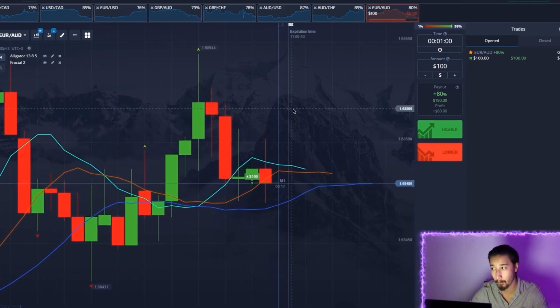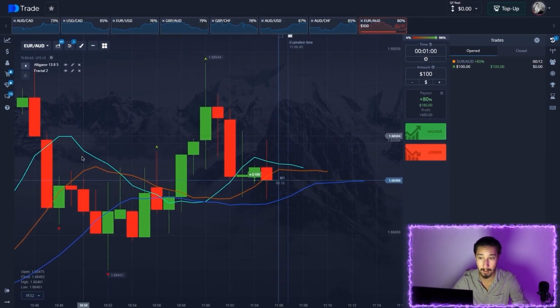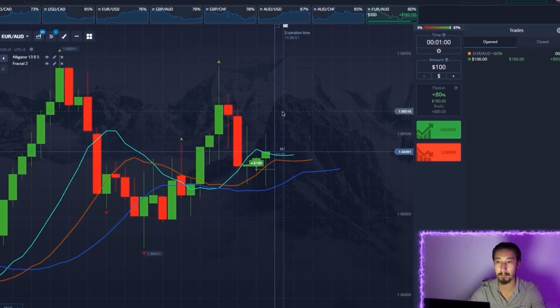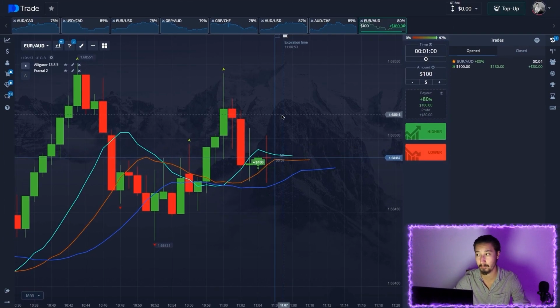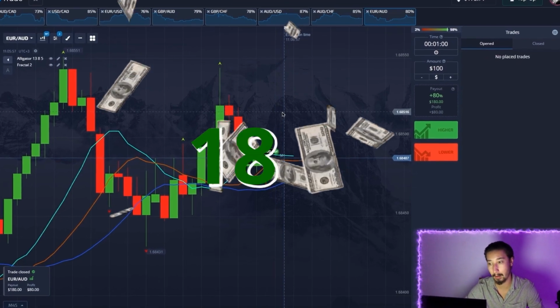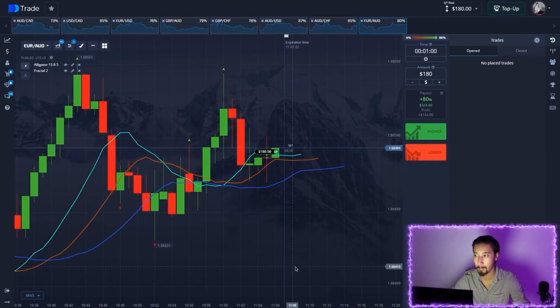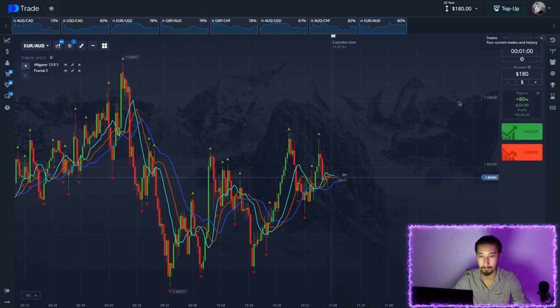We have 40 seconds remaining. All sliding lines of our alligator are directed upward, so it's better to open a position here in the direction of the upward trend. Actually, as I said earlier, our first position is in profit, guys. Let's change the amount. All right.